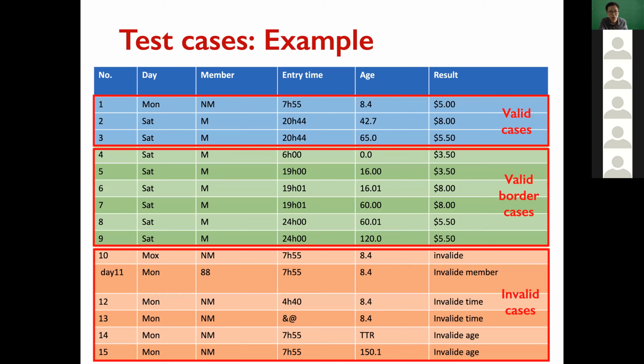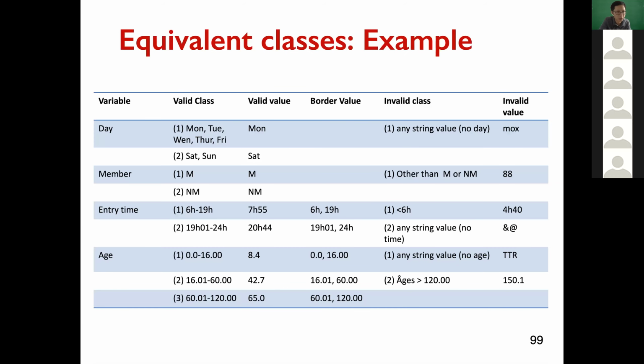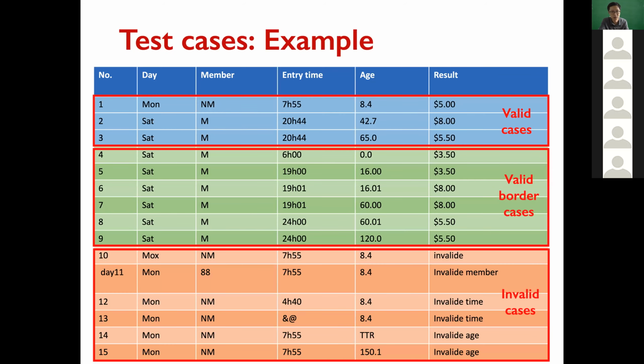First we cover all the valid cases. We cover the valid cases for each input variable. Because the age variable has 3 valid equivalence classes, we have 3 valid cases. These 3 valid cases will cover the equivalent classes of each input variable.